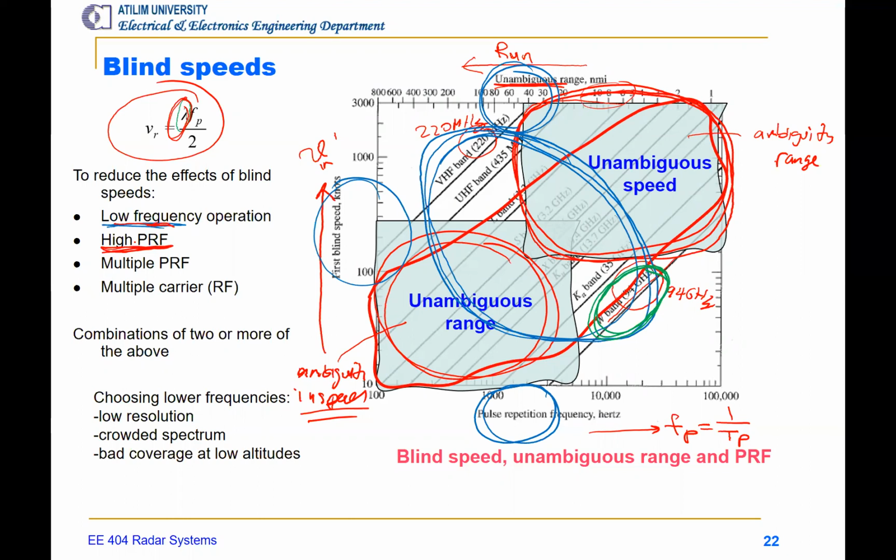We can use high PRF, that's another method. And as I said earlier, there's going to be ambiguity in range. Or we can use multiple PRF, which could be a good solution, or a multi-carrier system. These are also possible solutions for reducing blind speeds and ambiguity.